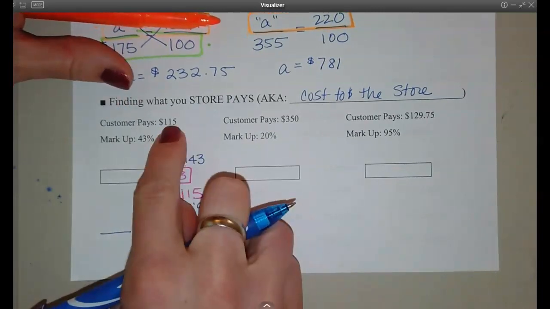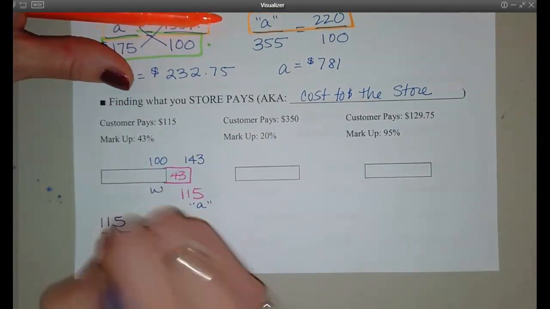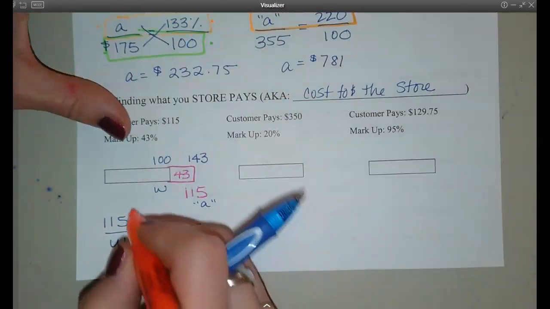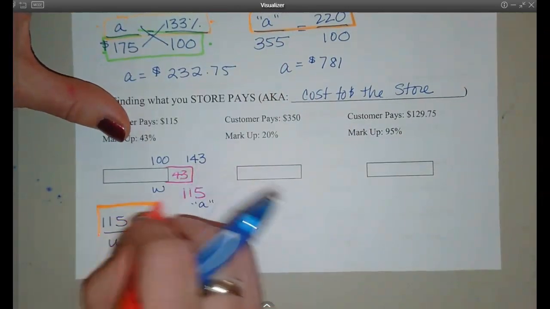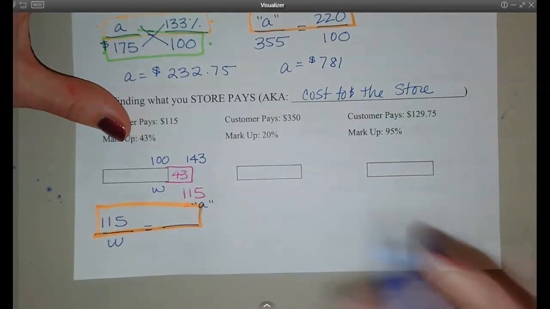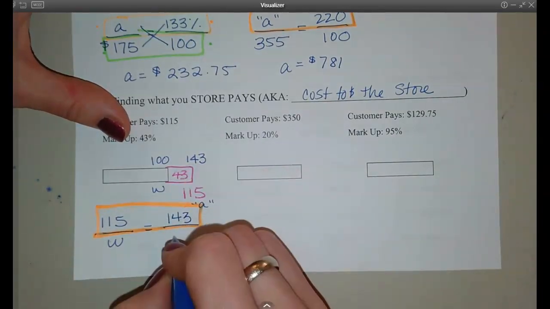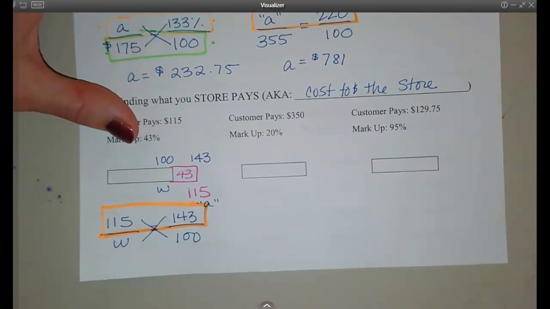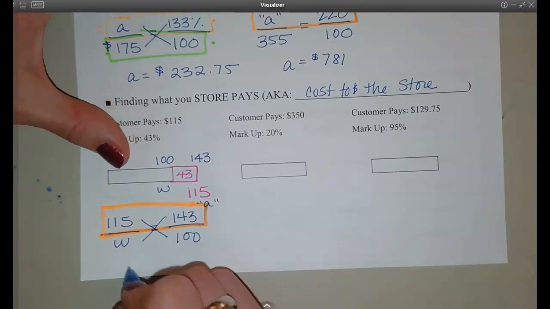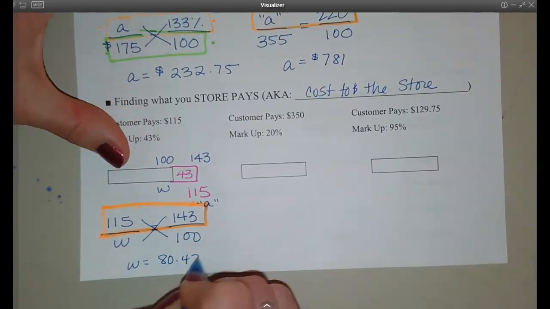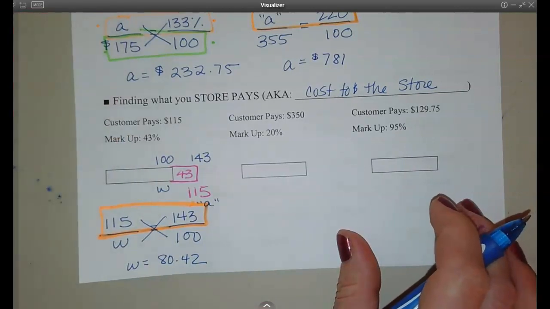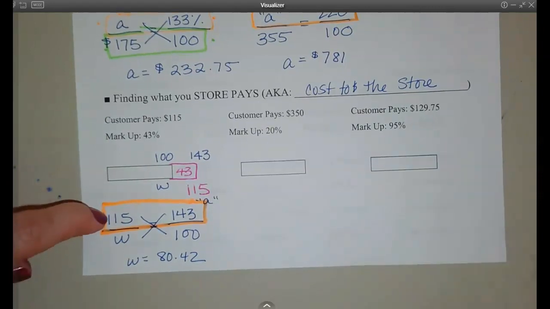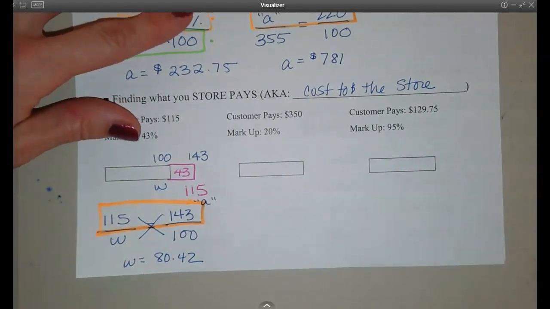All right, so in this case, I know the customer, that's always my part. I'm looking for W. I know that the customer, right, these have to line up. If this is what the customer pays, then I need to put in the percent that the customer pays, which is 143%, and that's always 100. All right, pause if you need to. We're assuming you can cross multiply this. Type it into your calculator. So actually pause, and I get this. So the store paid $80. They mark it up and charge the customers $115. That would make sense.